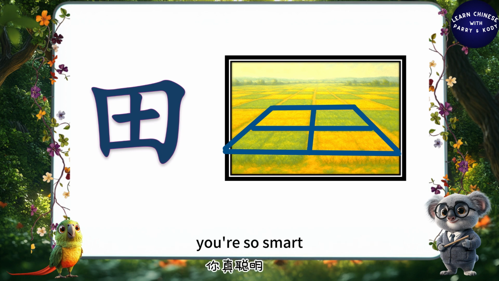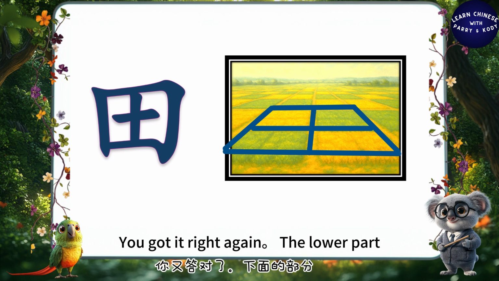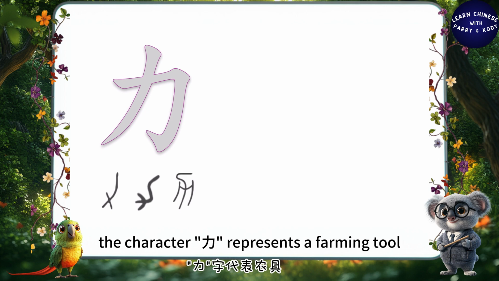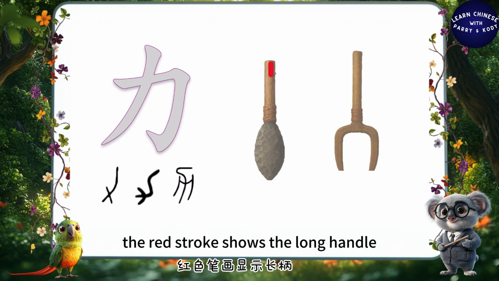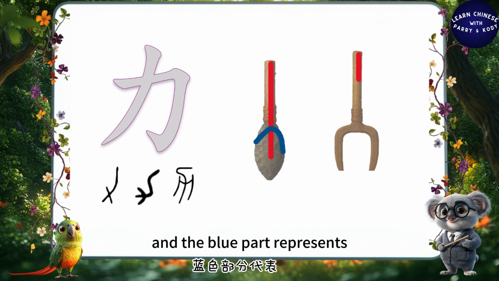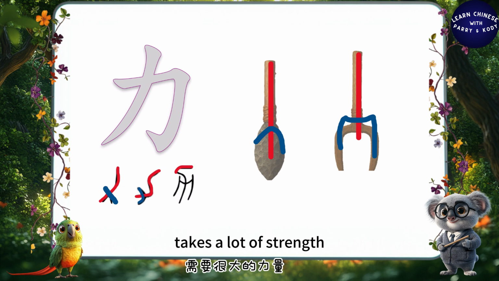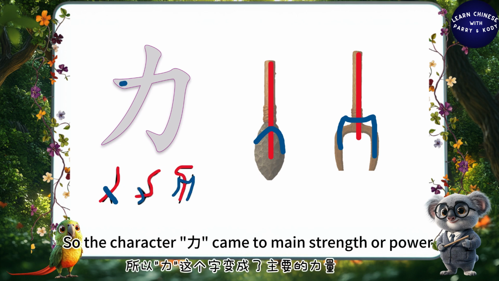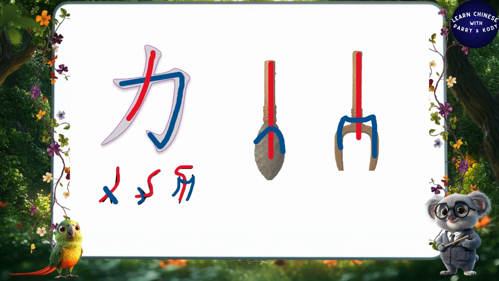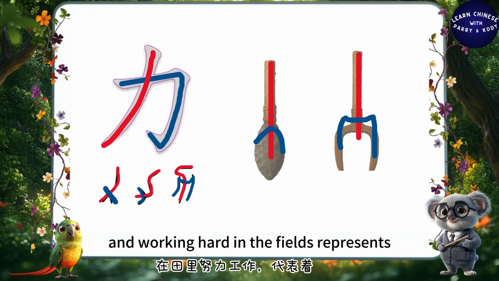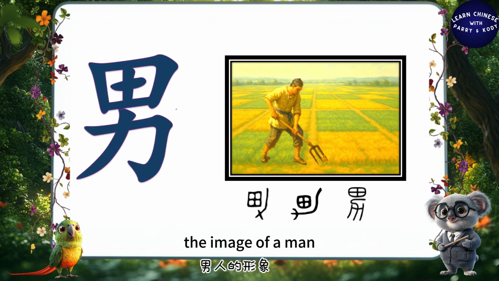You're so smart, you got it right again. The lower part, the character Li, represents a farming tool. The red stroke shows the long handle, and the blue part represents the sharp end used for churning the soil. Plowing the land takes a lot of strength, so the character Li came to mean strength or power. Now I understand. A person holding a farming tool and working hard in the fields represents the image of a man.